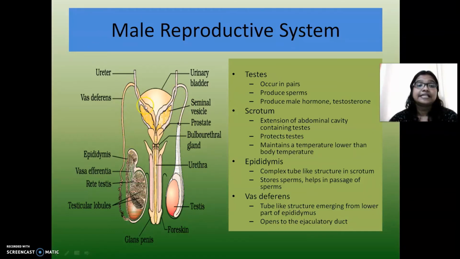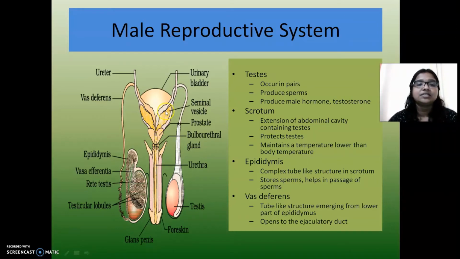The vas deferens later continues as the urethra. See, this is the urethra, which is kept inside the penis. The penis is the muscular copulatory organ in the male. The vas deferens joins with the urethra, which is a common passage for both sperms and urine. At the junction, you can see its connection with a few glands: the bulbourethral gland, the prostate gland, and also the seminal vesicles.